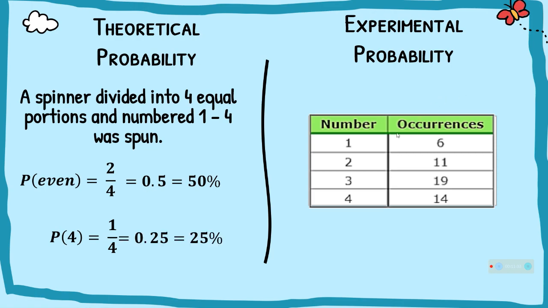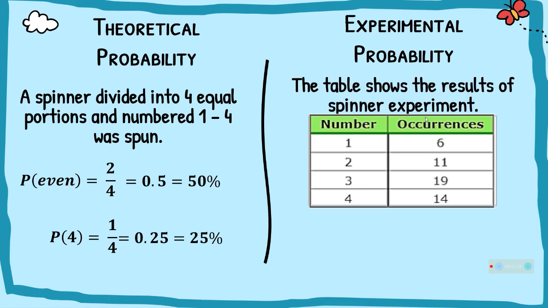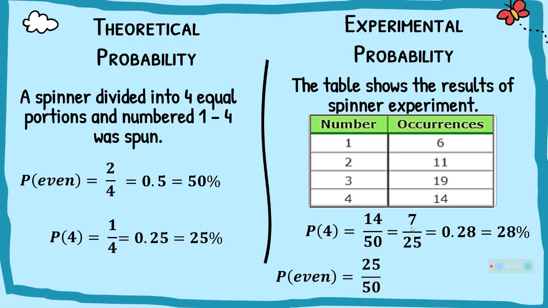And then, we have here the numbers 1 to 4 and the occurrences. So, we have the results here. The probability of getting 4 is 14 out of 50 or 7 over 25 or 0.28 and 28%. As you have seen, probability of 4 in theoretical probability is different from the probability of 4 under experimental probability because it is an actual experiment.